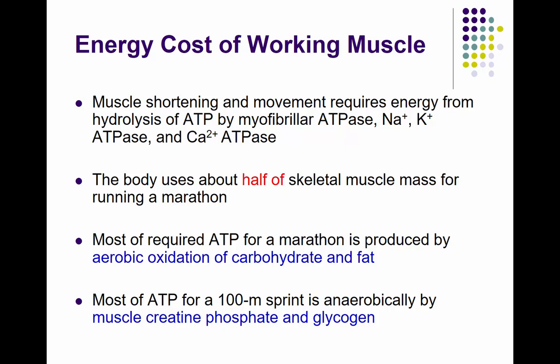So the sources of energy fuels for different types of exercise, again, are different, right? For marathon and long-term exercise, aerobic exercise, carbohydrate and fat are the most important source of energy. And for 100-meter sprinting, anaerobic exercise, creatine phosphate and glycogen are the important energy source, right?